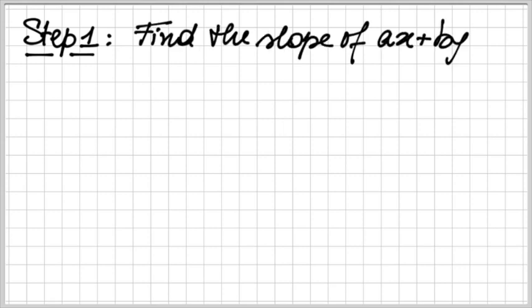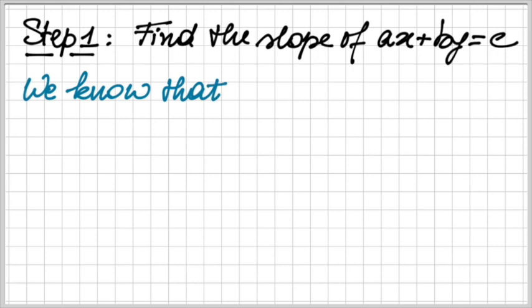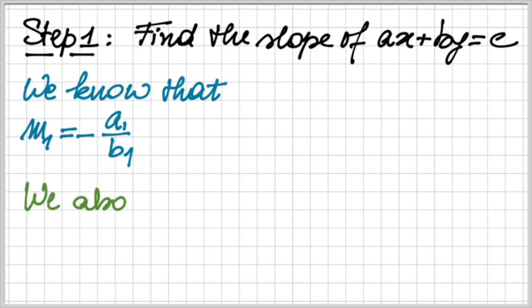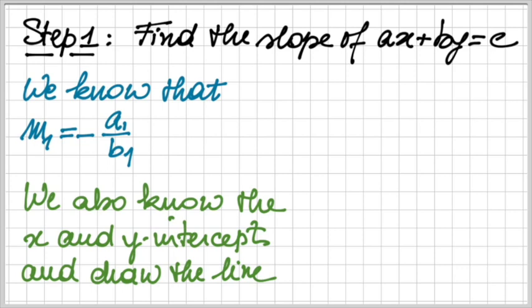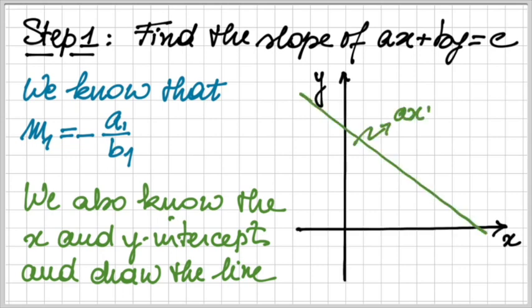Now, when we look at this first step, we find the slope of the equation ax plus by is equal to c. And we know that m1 in this case is minus a1 divided by b1, the two coefficients of the line. I refer to a1, b1 now because I consider this the first line. We also know that the x and y intercepts exist, and we can find those two intercepts and draw the line in the x and y Cartesian plane.